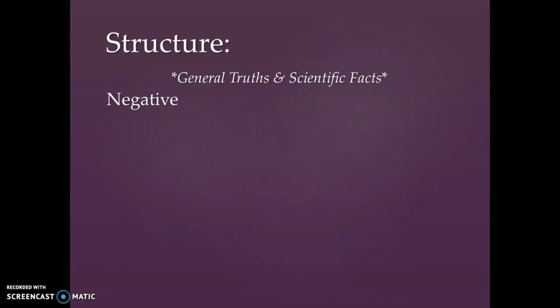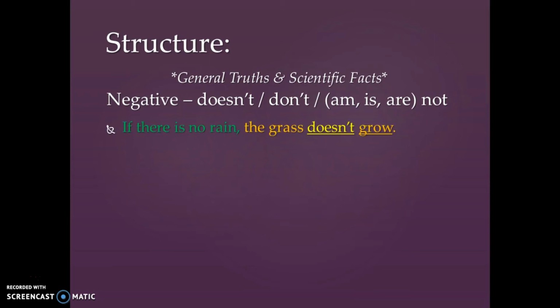Let's move on. Here I have some other points about the structure. We just looked at a couple of positive sentences, but now let's take a look at negative sentences. Now, if I'm forming the negative, remember I'm using present simple in both of my clauses, so I'll be using words like doesn't, don't, or am, is, or are not. Here I have several examples. You'll notice that we can use the negative in the main clause or in the if clause.